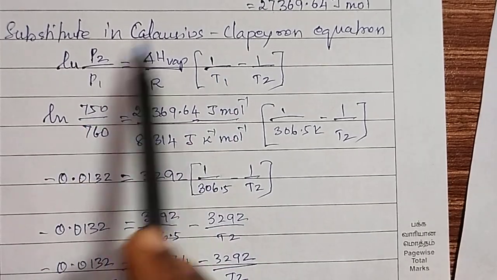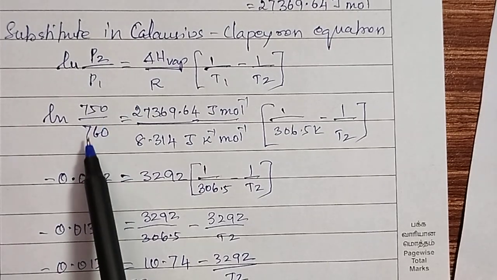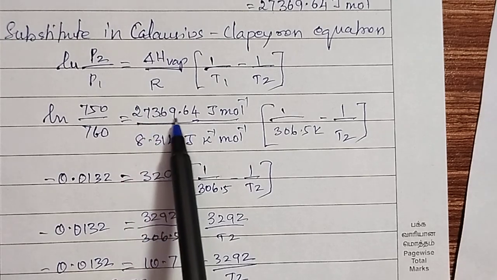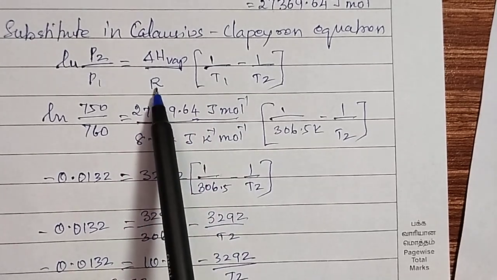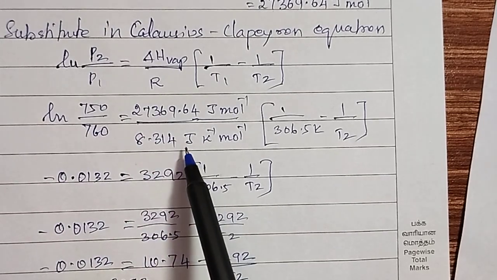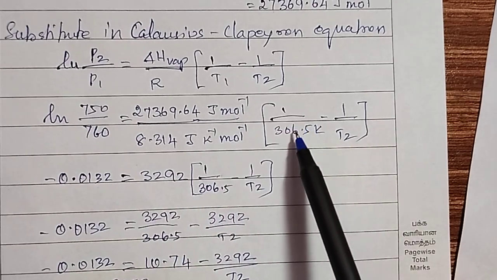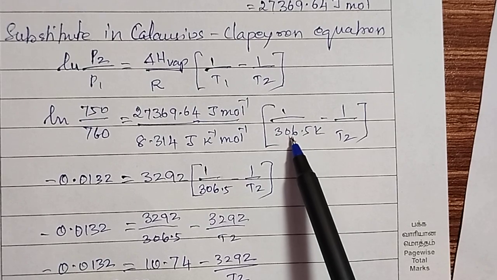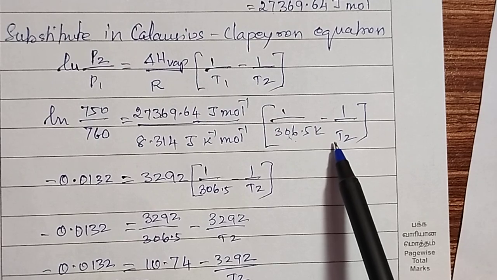ln P2, we know that is 750, P1, the initial pressure, is 760, and we have calculated the delta H vaporization, that is here, in joules per mole, and the universal gas constant is 8.314 joules per Kelvin per mole. I have used the temperature here, there is 1 by T1. T1 is 306.5 Kelvin, and T2 we are going to find out.